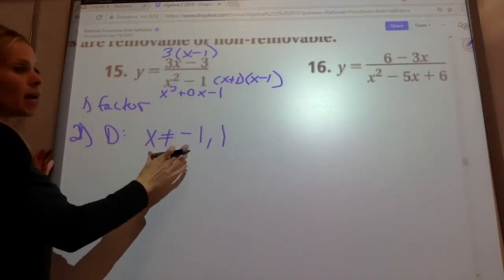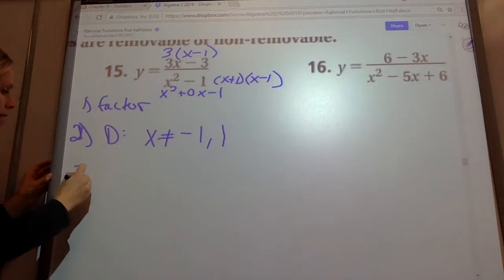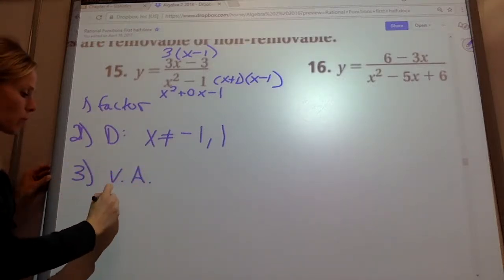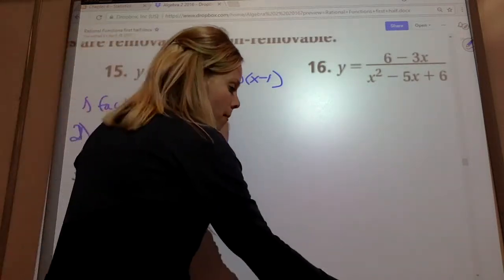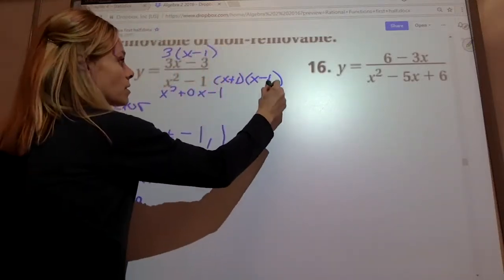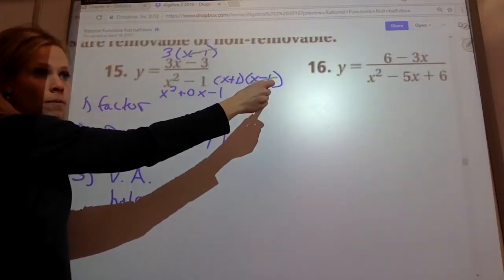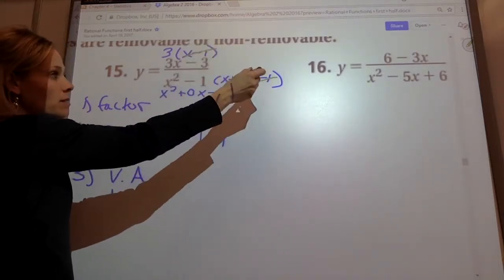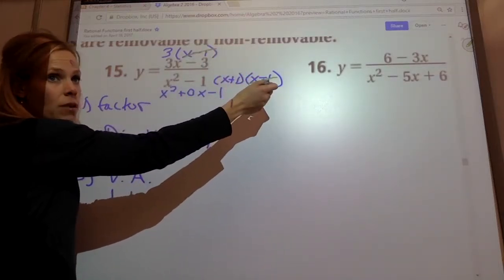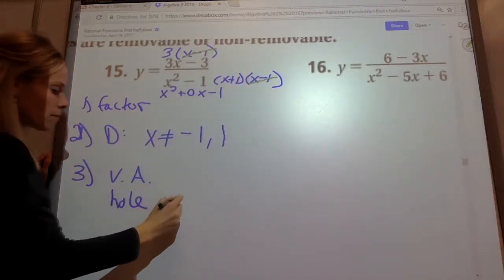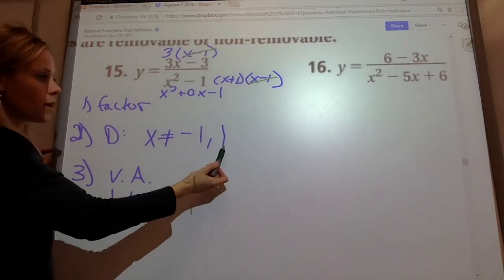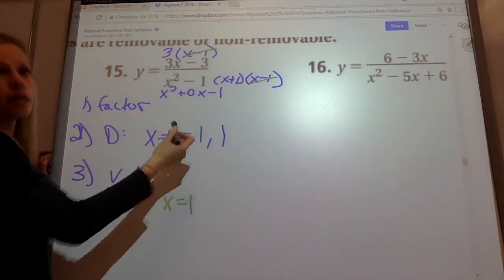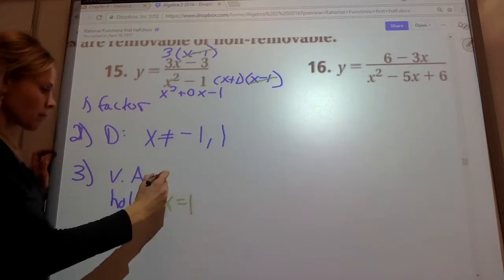If I have something that x cannot be, I must have some sort of vertical asymptote or hole. Or maybe both. Is there something that crosses off on the top and bottom? This crosses off. That's a hole. So my positive 1, because 1 minus 1 gave me 0, my positive 1 is a hole. Therefore, if the 1 is a hole, the negative 1 then would be my vertical asymptote.